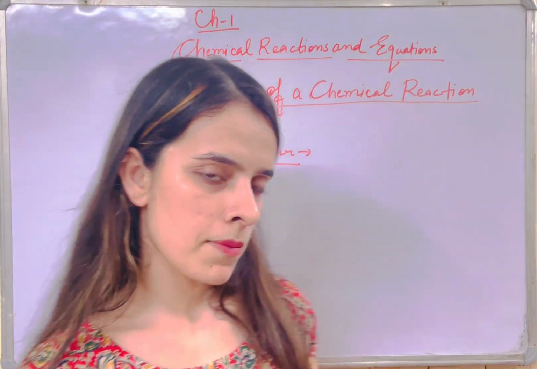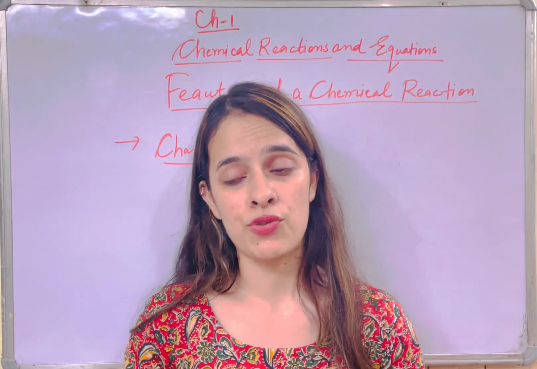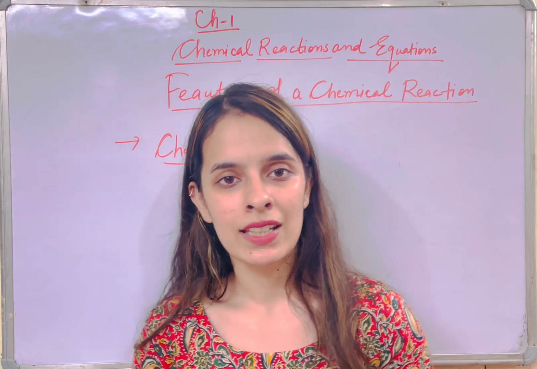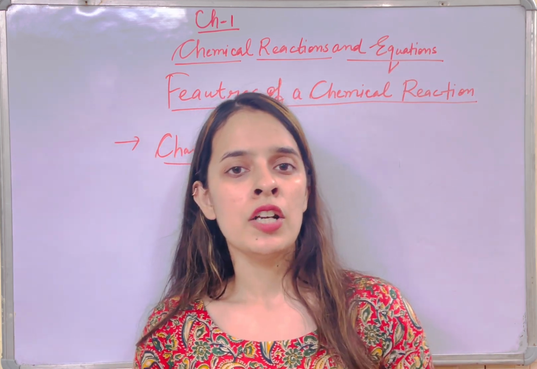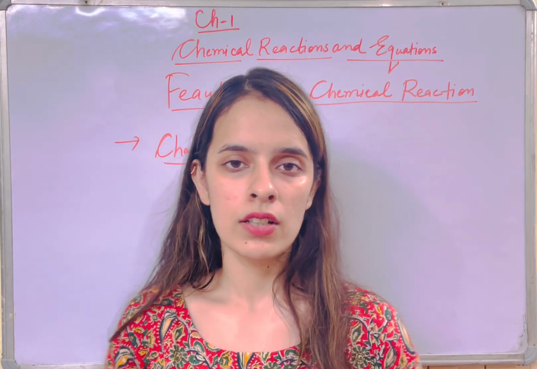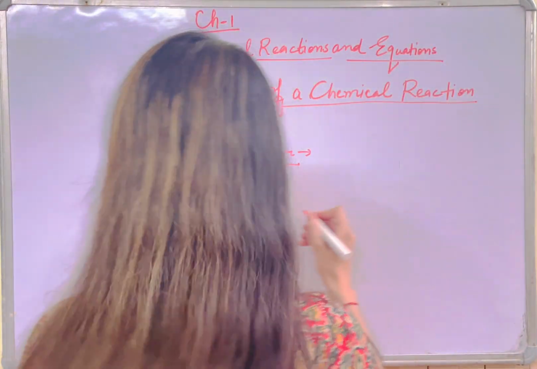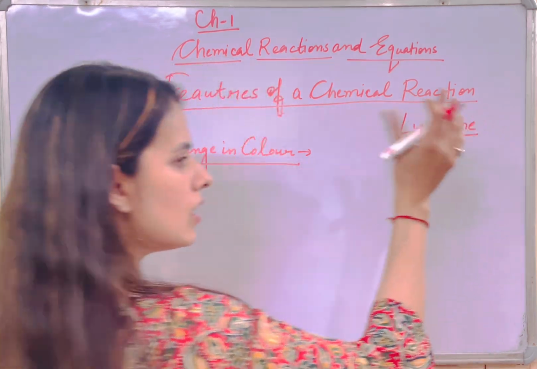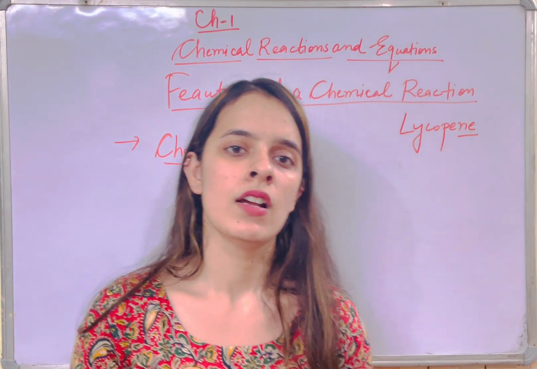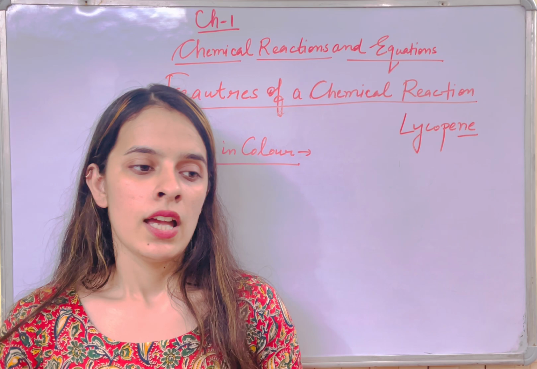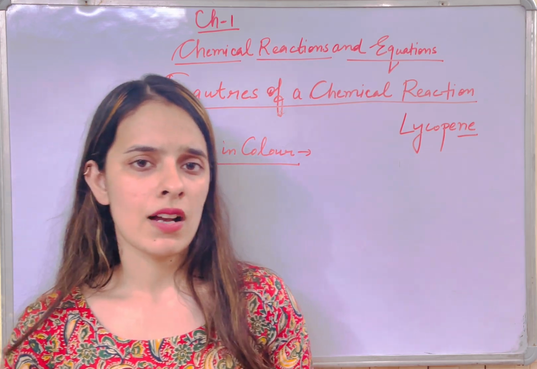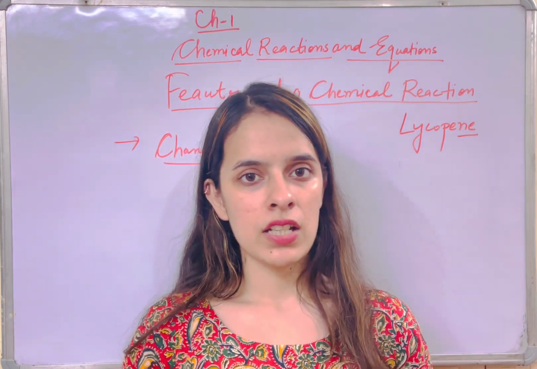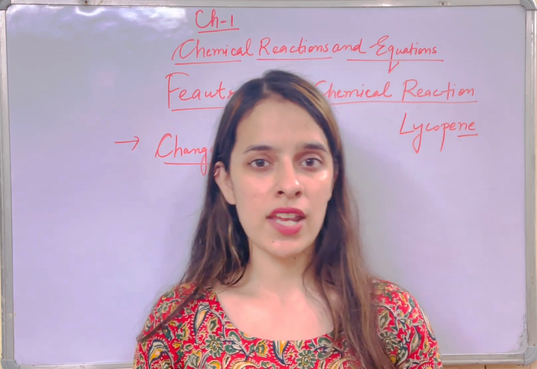Let's talk about some everyday examples which we witness in our everyday life. You must have seen green tomatoes, green chili. After some time they turn red. What is the reason for it? Due to the formation of a substance, lycopene, the color of the green tomatoes and chilies turns red. And another example: if you cut an apple with an iron knife, it also turns brownish. So there is a change in color.